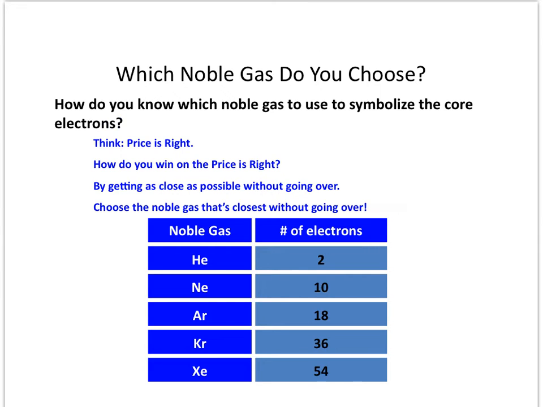When you're writing shorthand configuration, how do you decide which noble gas to choose? It's kind of like the game of Price is Right. How do you win on Price is Right? By getting as close as possible to the value without going over. So what you're going to do is look at the periodic table, and choose the noble gas that is closest to the element we are writing the noble gas configuration for without going over.